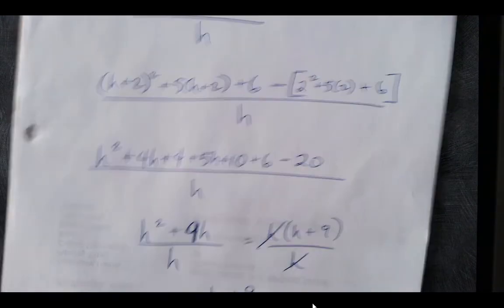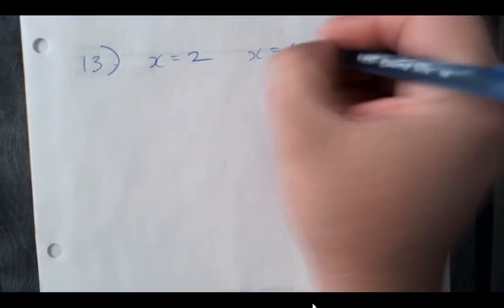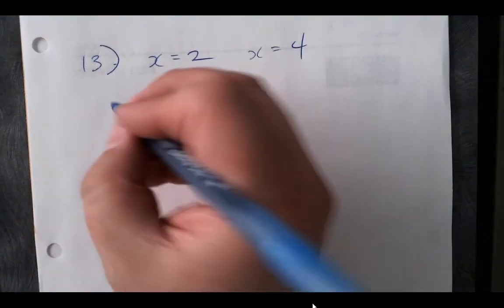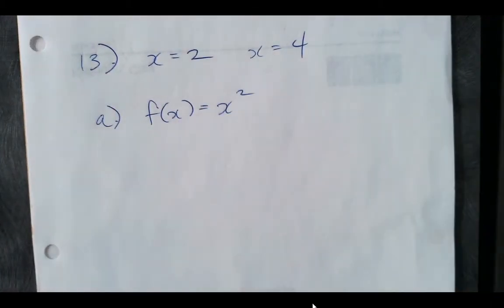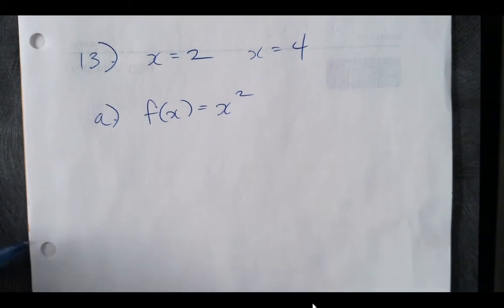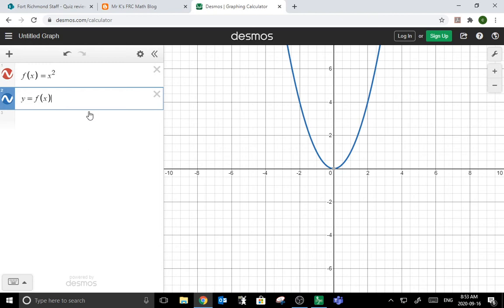Also key is number 13. So let's just do one from number 13. So for number 13, it says, find the slope of the line that intersects the following graphs at x equals 2 and x equals 4. So the first one it asks you to do is, of course, f of x equals x squared. So let's think about that. Let's go back to Desmos for a sec. So there's f of x equals x squared.